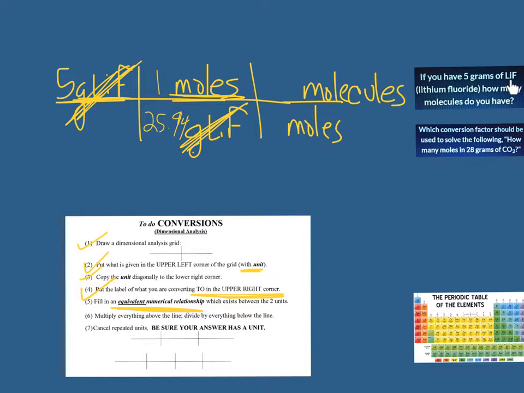It's a molecule. I know that 1 mole of anything is 6.02 times 10 to the 23rd of that thing. And LiF is a molecule, so I know that I can stop my calculations here. I don't need to go to atoms because they did not ask for atoms anywhere in the problem. So this is all I have to do for the setup.